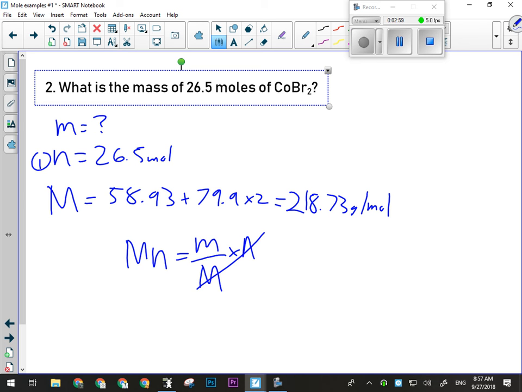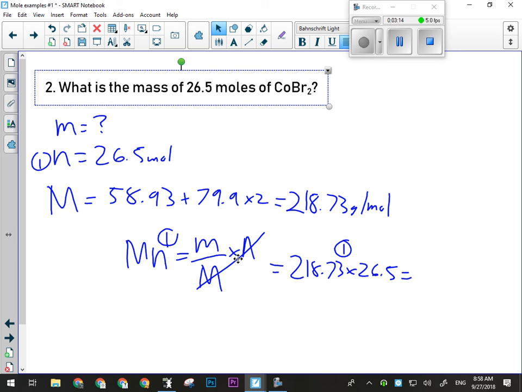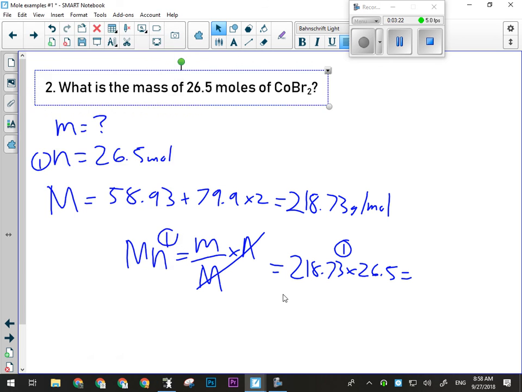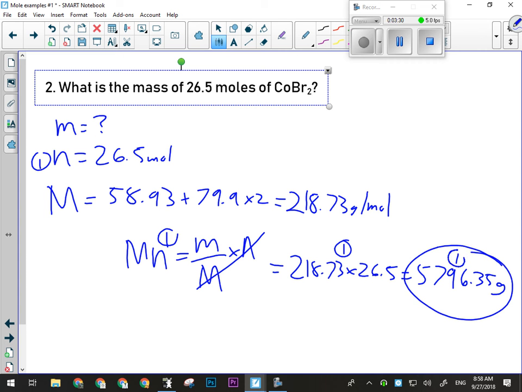So there's my manipulated equation, so I would get a mark for the manipulation, and then I would say that that equals 218.73 times 26.5. I'd get a mark for that. So 5,796.35. And our units for that would be grams, and we need to make sure that we have units on there and that the units are right. So that would be a 4-mark question.